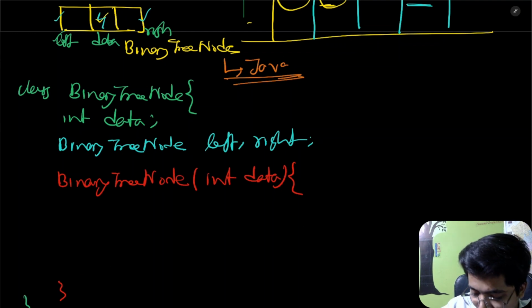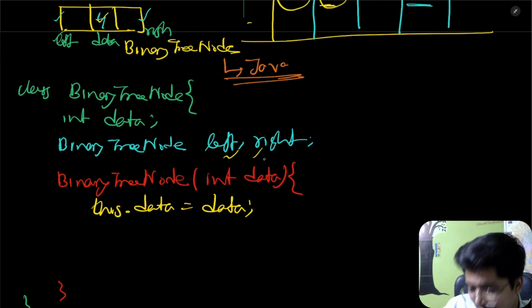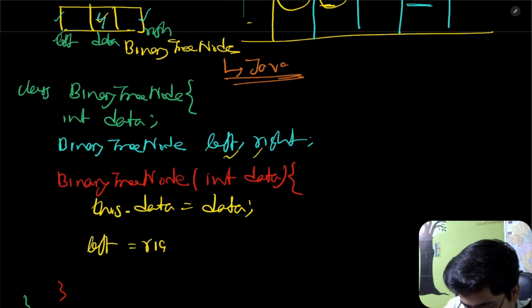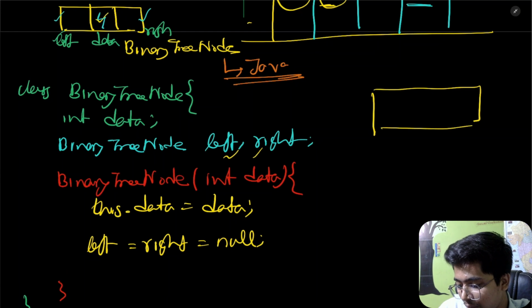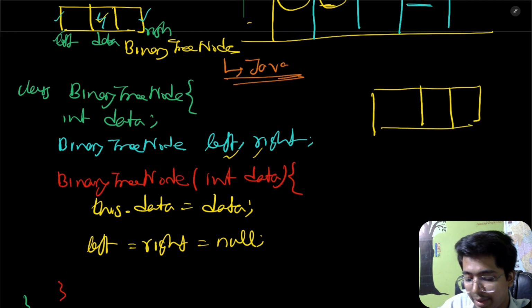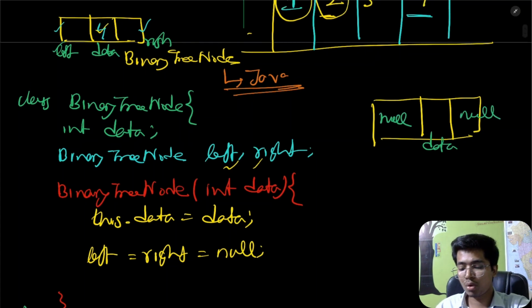So to initialize, we have to write this dot data equals the new upcoming data. And the left and right we'll initialize by null: left equals right equals null. Once we have implemented this portion of code, we have created a binary tree node. In this portion it stores our data value, this portion stores null, and that portion also stores null. Okay, so now we have created this.